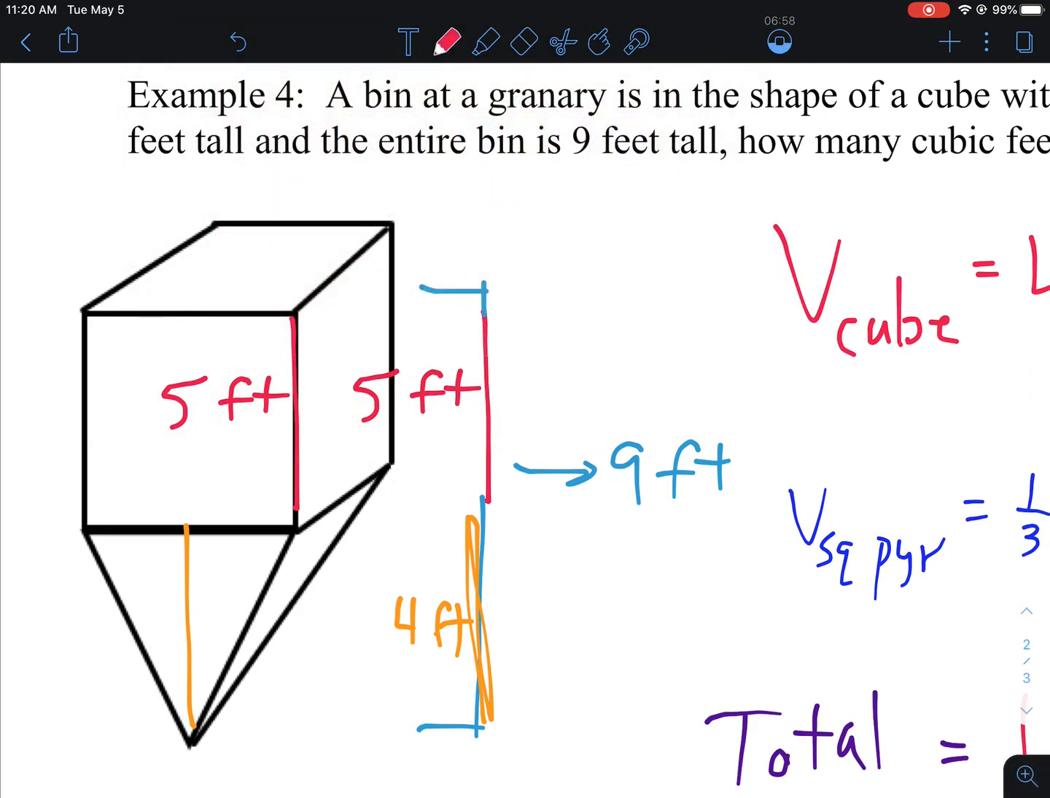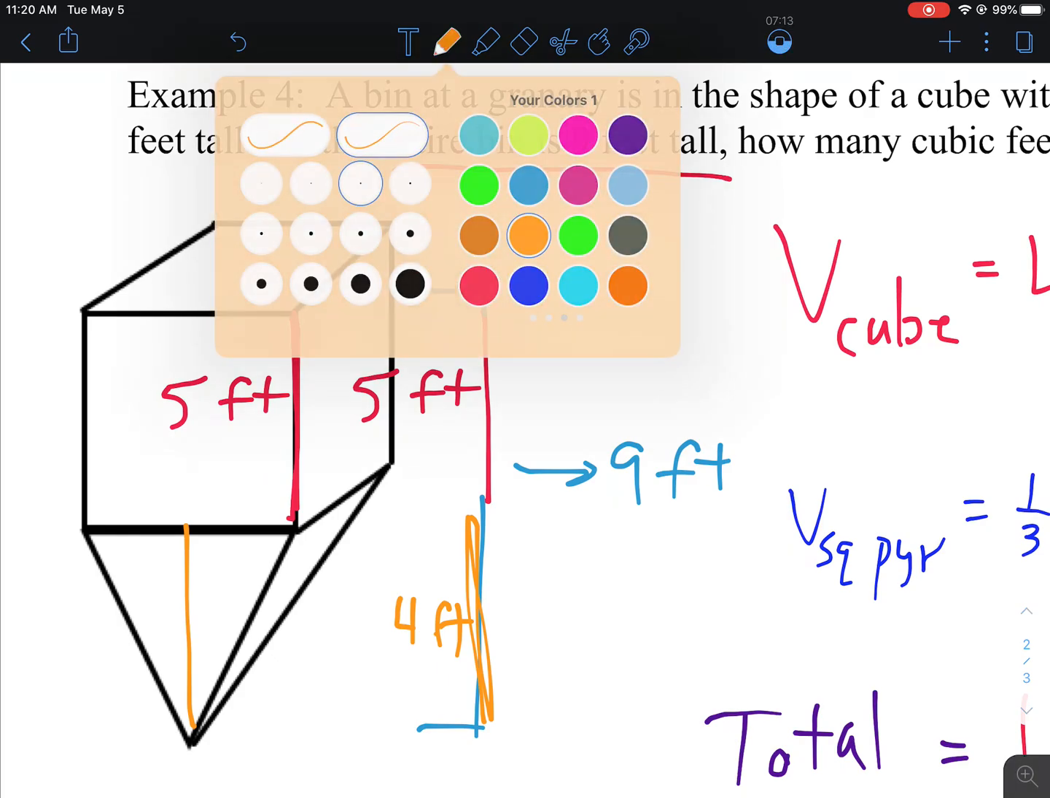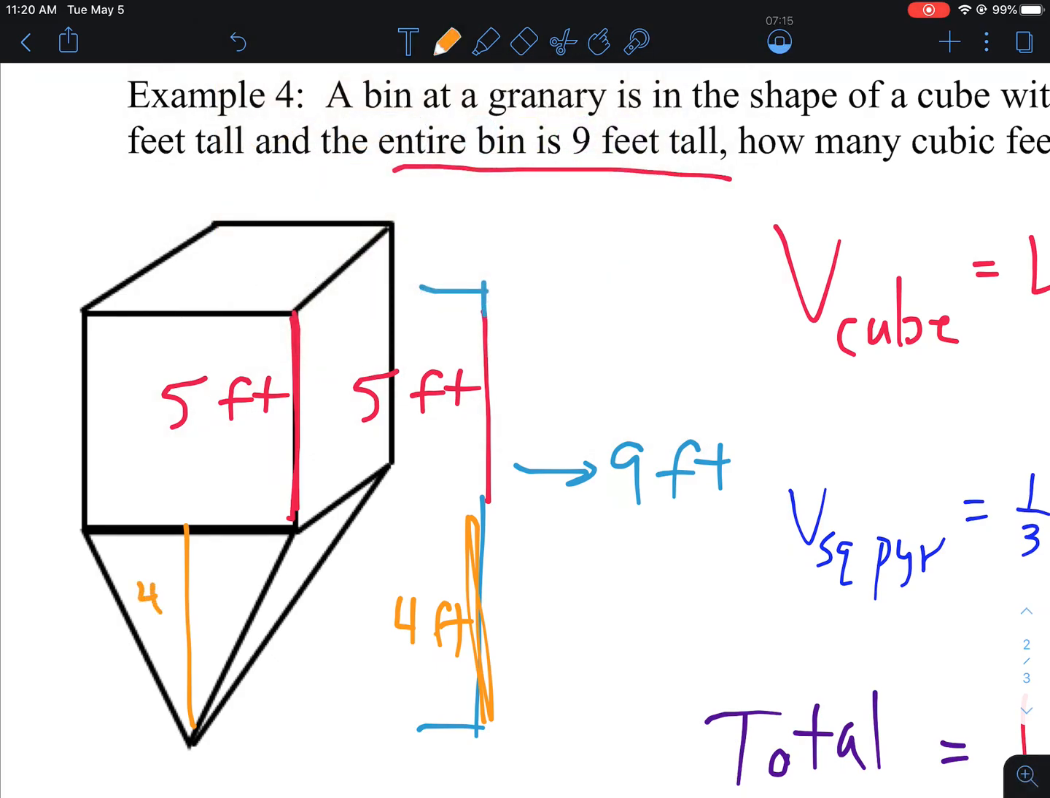What's going on here? You're told this is a cube with length of 5 feet. So that's this length right here. It's every length really, but we're talking about the height here because it tells you the entire bin is 9 feet tall. So what I've already kind of done for you here, this height here had to be 4 feet because 4 plus 5 had to come out to a total of 9. So now you know you're working with a cube with all dimensions being 5, and that's like a prism. That's like our previous notes.